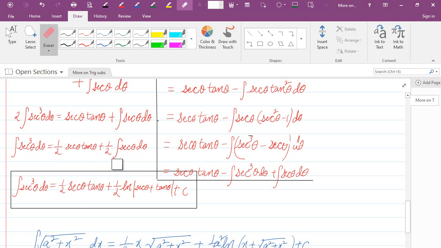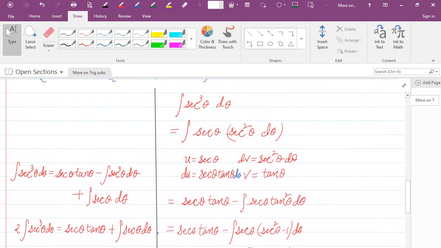And you must recall the integral of secant theta from 7.2 is ln of absolute value of secant theta plus tangent of theta. So the integral of secant cubed of theta d theta is half of secant theta tangent theta plus half of ln of absolute value of secant theta plus tangent theta plus c. Okay, so that's how you calculate the integral of secant cubed of theta.